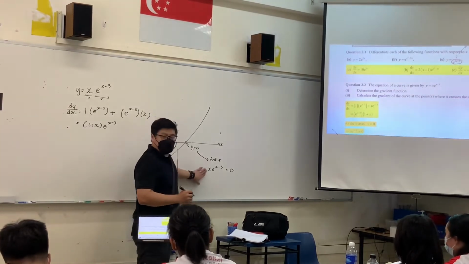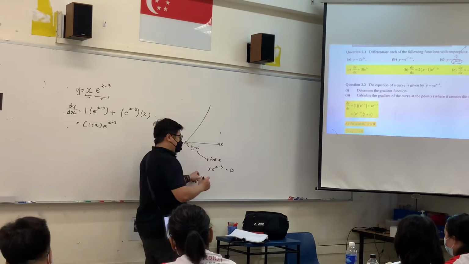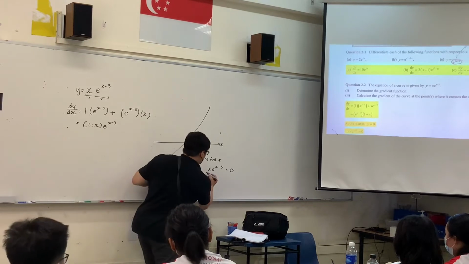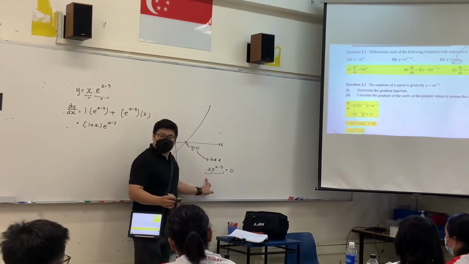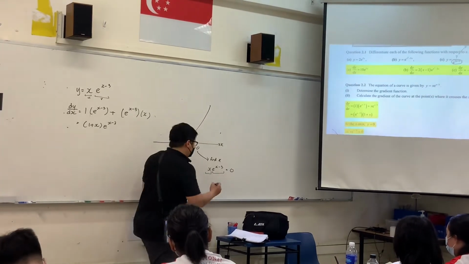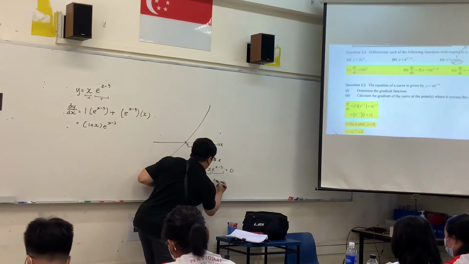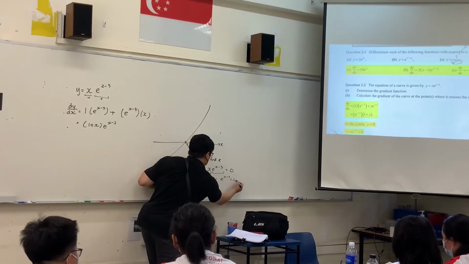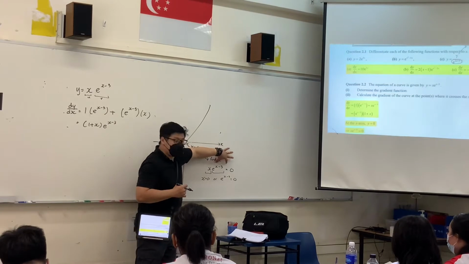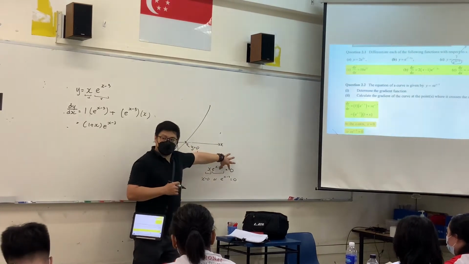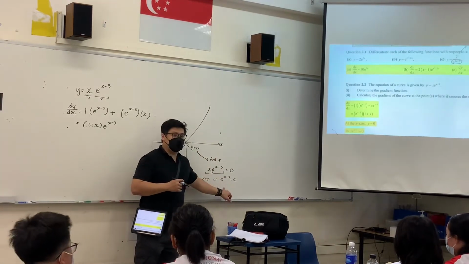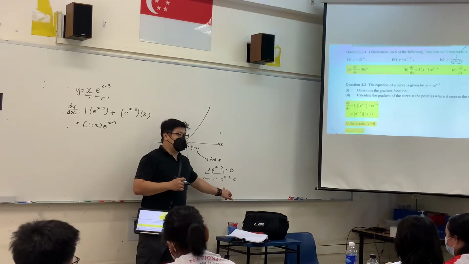Okay? Then from here, by the zero product rule, if x times e power x minus 3 is equal to 0, it can only mean either x equals to 0 or e power x minus 3 equals to 0. This is the zero product rule. If a times b equals 0, either a equals to 0 or b equals to 0. So far, okay? Now, can an exponential function ever be 0? Can it ever be 0?